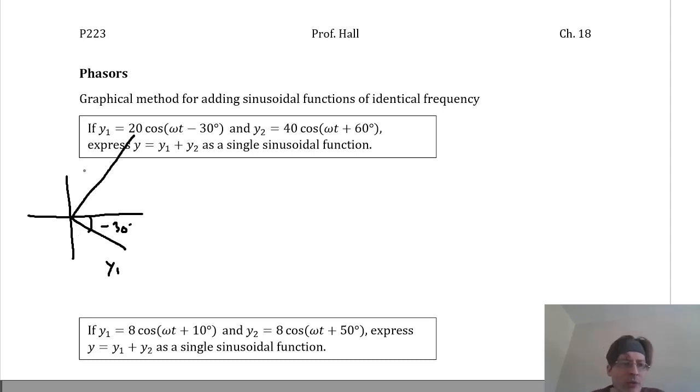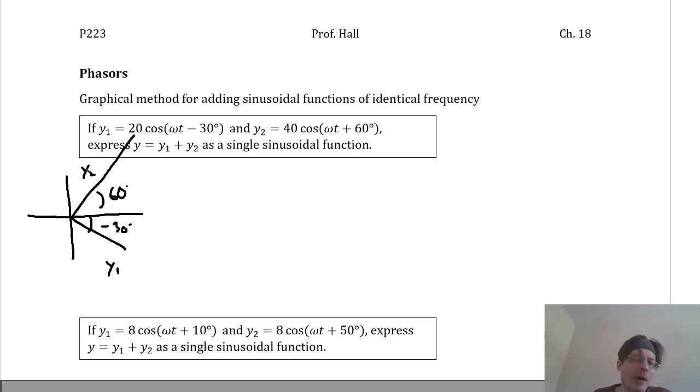Something like that. That's y2 at 60 degrees. Now remember that y1 is actually a function of time. So y1 actually goes back and forth sinusoidally. In the phasor diagram, it spins around at angular frequency omega. So does y2. So although this is only the picture at t equals 0, they both rotate at the same rate, and so the relationship between them stays the same.